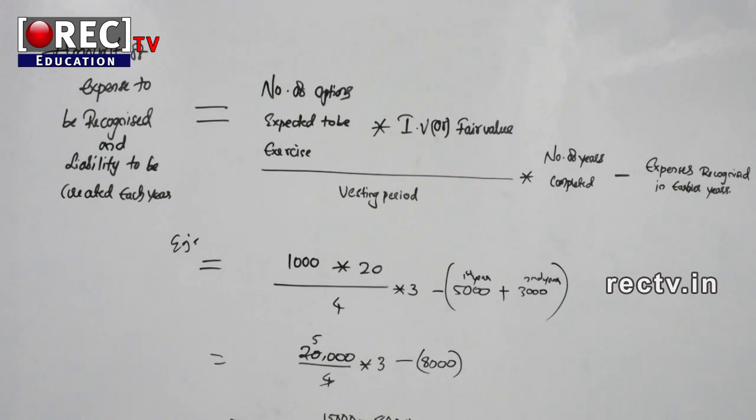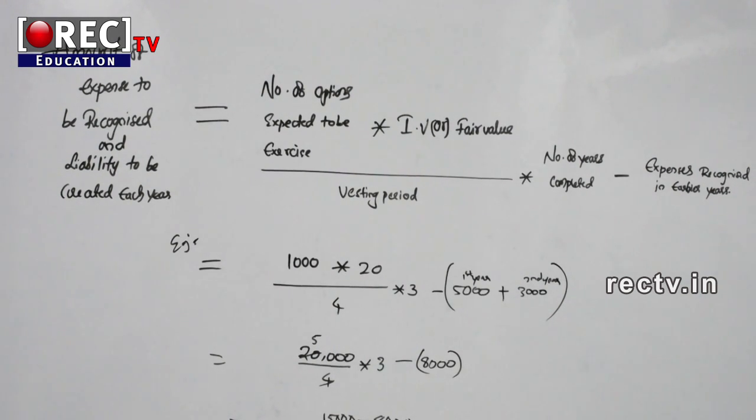Further, the formula will be number of options expected to be exercised into intrinsic value or fair value divided by vesting period, and after that you should multiply with number of years completed. After this, the amount should be deducted from expenses recognized in earlier years. So the total formula will be number of options expected to be exercised into intrinsic value or fair value divided by vesting period into number of years completed minus expenses recognized in earlier years.